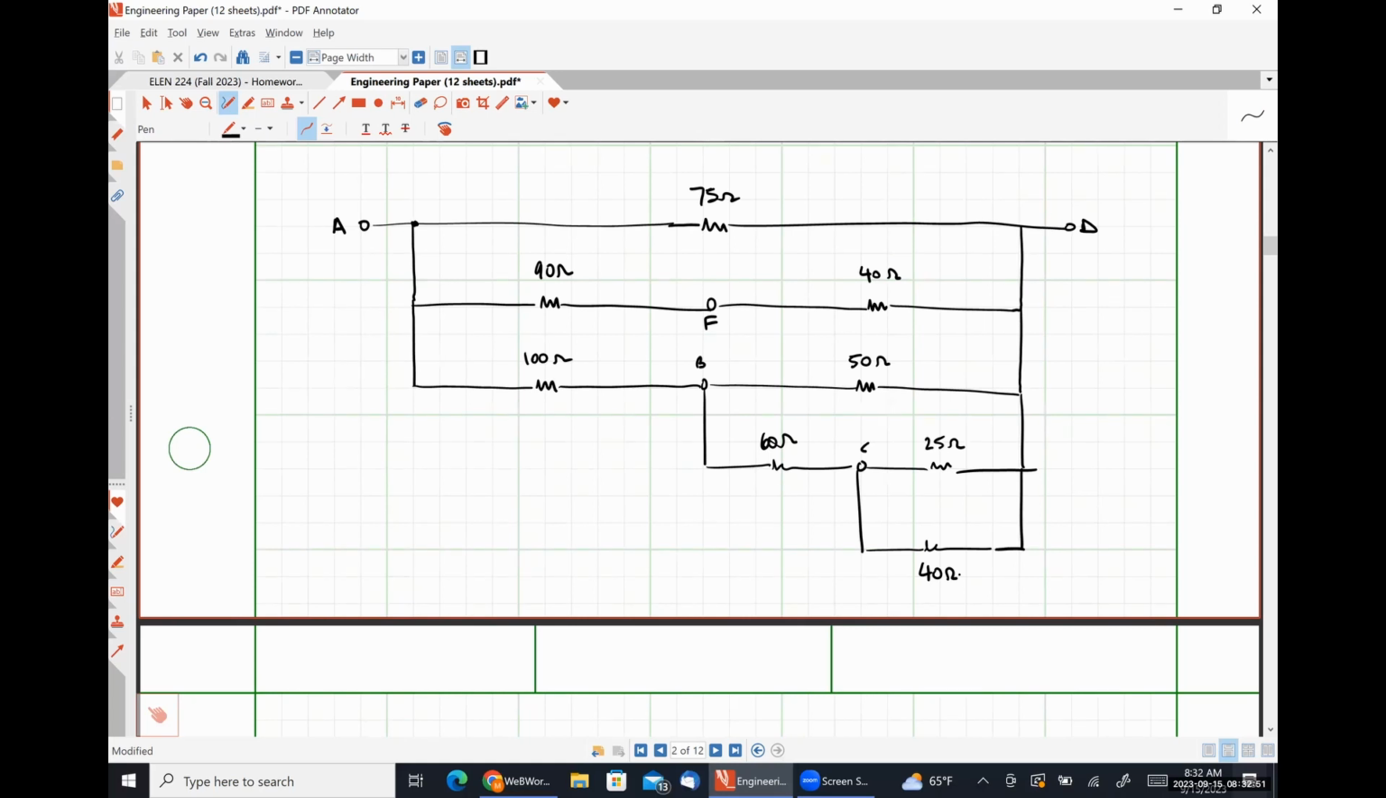So 40 in parallel with 25 is going to look like 40 times 25 over 40 plus 25. I want to do a fraction because that's horrifying. 40 times 25 over 40 plus 25, 200 over 13. So I'm going to erase these guys, replace it with a single 200 over 13 ohm resistance. Now that equivalent resistance is obviously in series with the 60 ohms, so I'll simply add 60. We get 980 over 13.